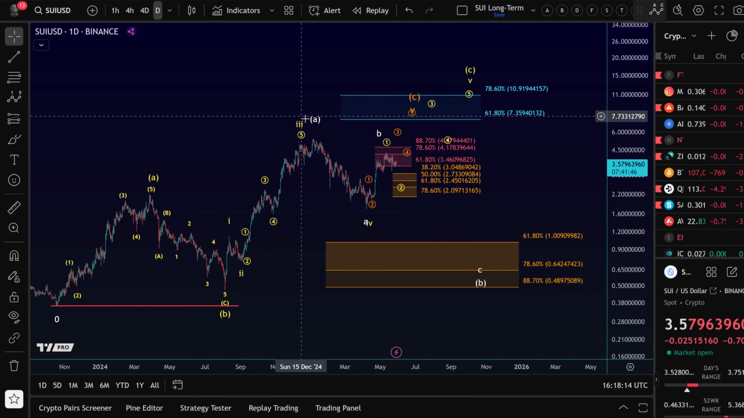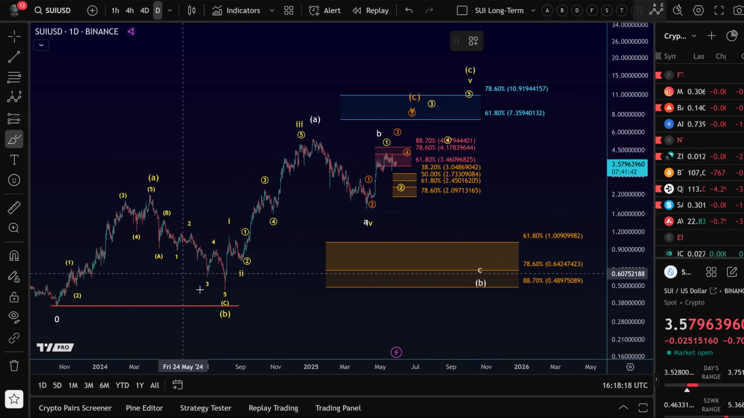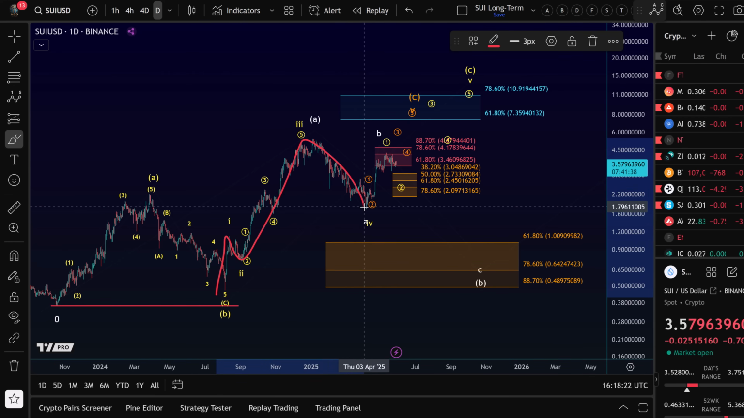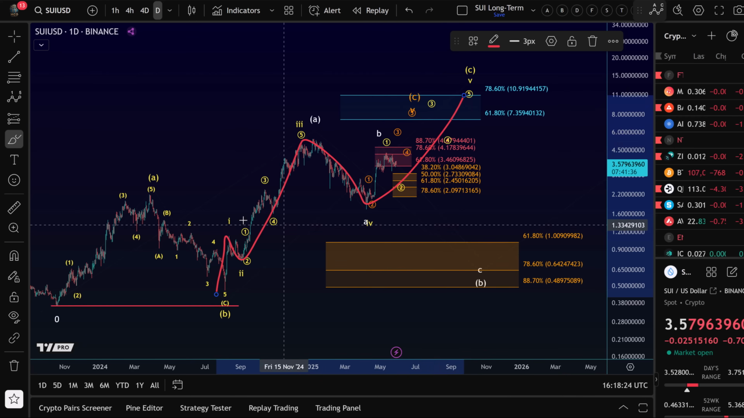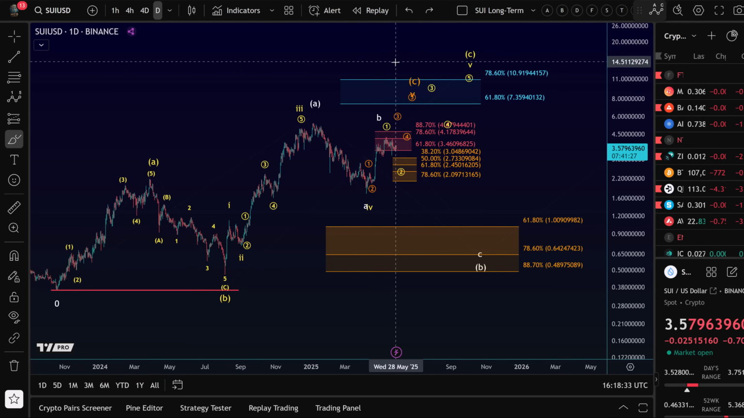So 3 waves, but as I said, a C wave is always a 5-wave move. So we have a wave 1, a wave 2, a wave 3, wave 4, and this could be the wave 5. And then I have an A, B, C structure. That's a very common pattern that we find very much on altcoin charts.